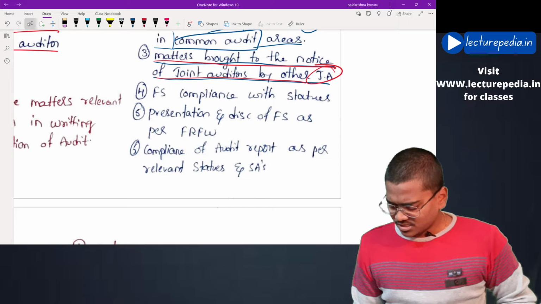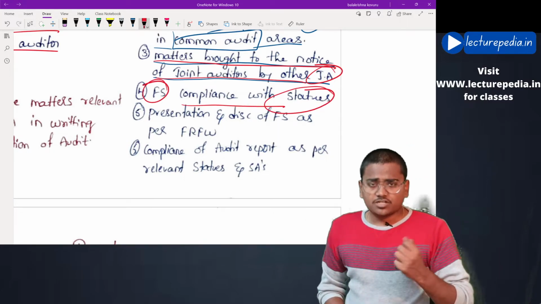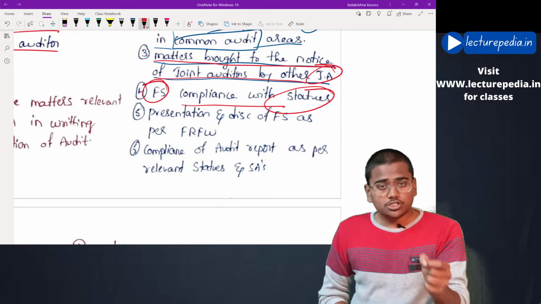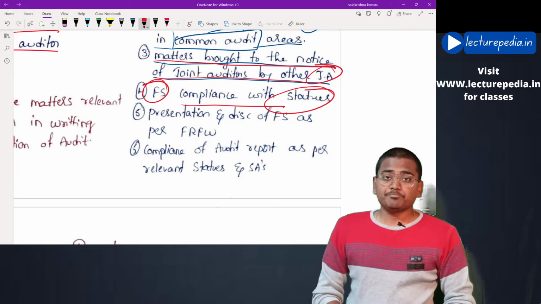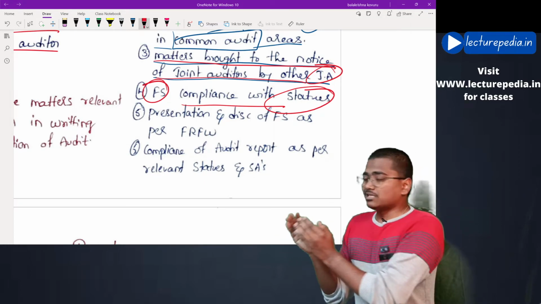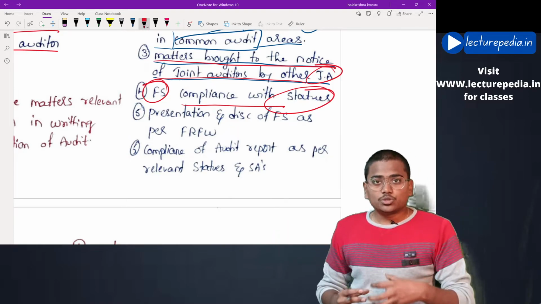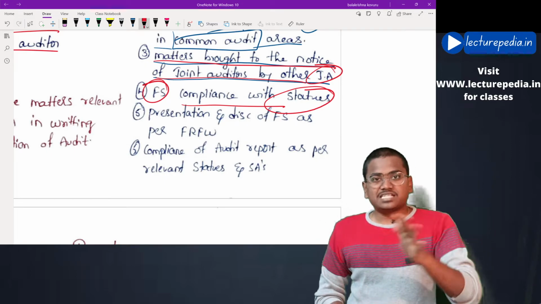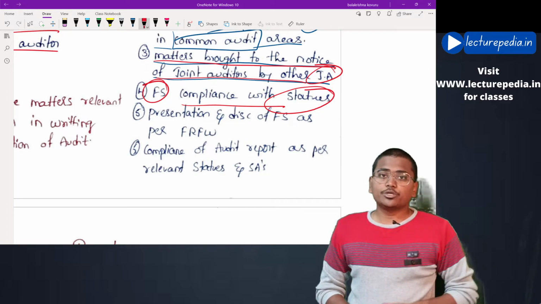Next, financial statements compliance with statutes. Yes, first of all, while preparing the financial statements, it is the responsibility of all the joint auditors to see that these financial statements are prepared by the management in compliance with all the statutes. Okay, this responsibility cannot be assigned to only one particular auditor. It is a duty of all the auditors to check whether the financial statements are prepared as per compliance of various statutes and applicable financial reporting framework. This will be joint responsibility of all the auditors.